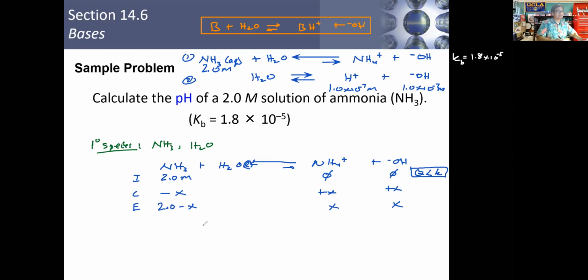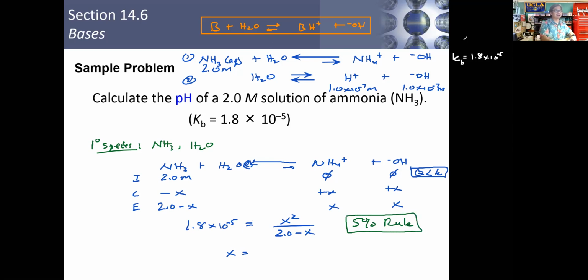Setting up the law of mass action with everything plugged in correctly, 1.8 times 10 to the minus 5 is equal to x squared over 2 minus x. If you plug everything in, we're going to assume the 5% rule here. It's going to be workable. This is 10 to the minus 5, which is 10,000 times smaller than the initial concentration, and so we ignore the x on the bottom here.